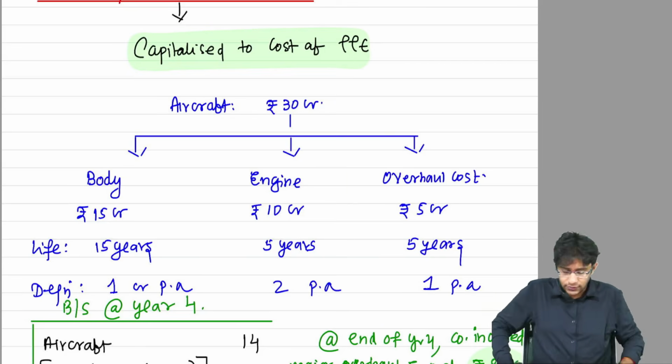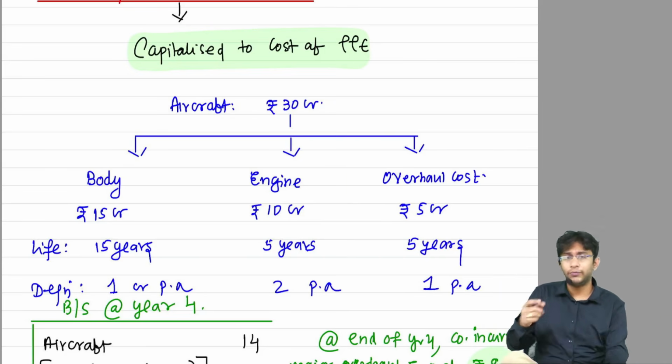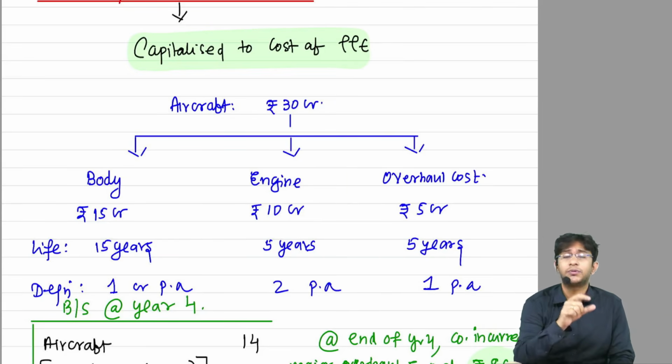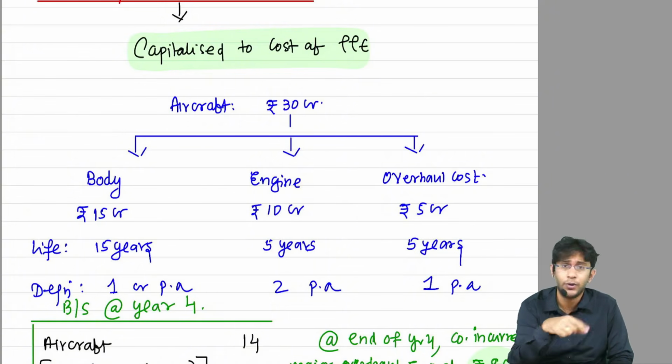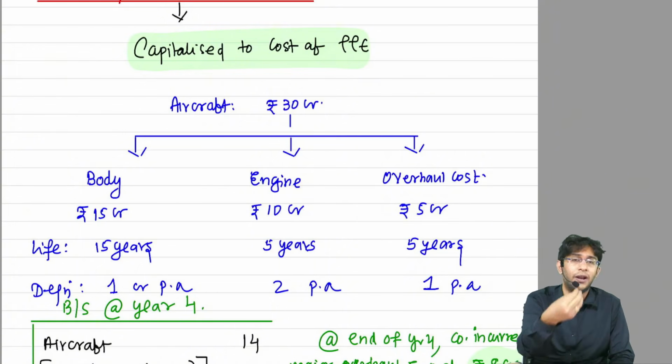Why? That's a new asset. So who incurred the overhaul cost? The flight when I bought, it naturally comes with a fitness certificate. That means somebody would have incurred overhaul cost. Who? The seller, the manufacturer, the vendor.